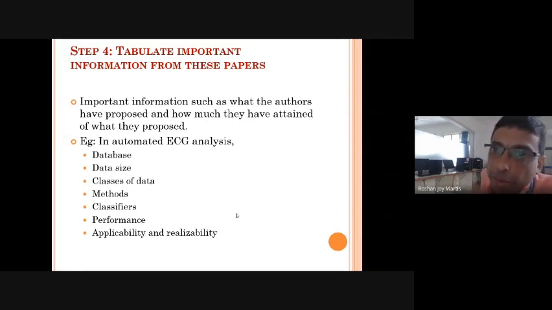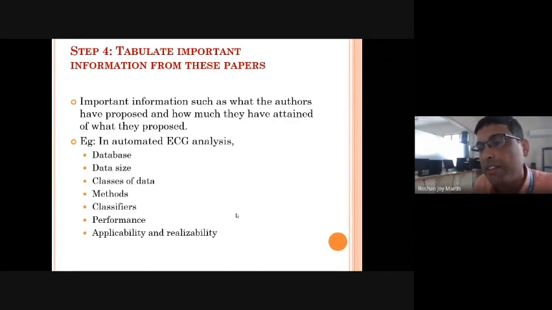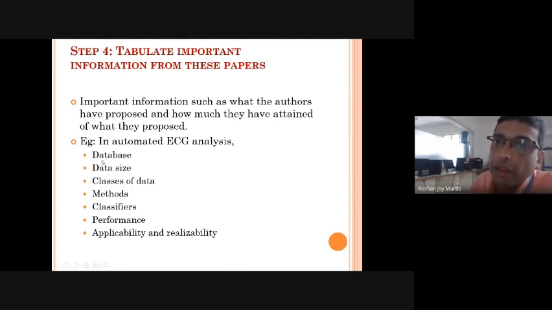I find a lot of papers. In each paper there are different databases, different data sizes, different classes, varied methods, classifiers, and performance. So each of these papers differs by these aspects. Each paper uses a different database, each one uses a different classifier, and gets different performance.